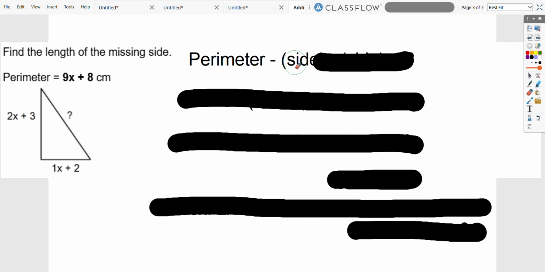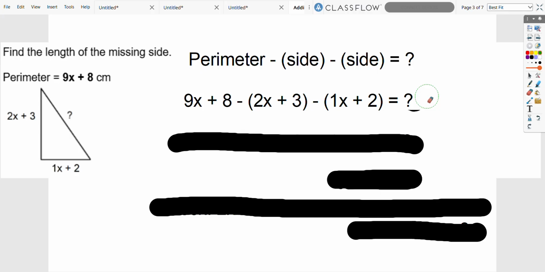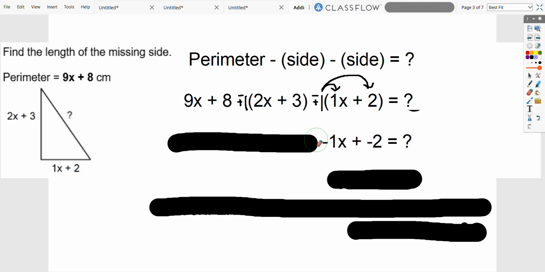So it's the same setup. We still have that perimeter minus the two sides. We just have to remember this time that those sides have to be in parentheses because there's multiple terms that need to have that negative included with it. So we have to put that invisible 1. And since that's invisible 1, that is going to be a negative 1. And so we have to distribute that negative 1 times 1, negative 1 times 2. That gives us negative 1x plus negative 2.